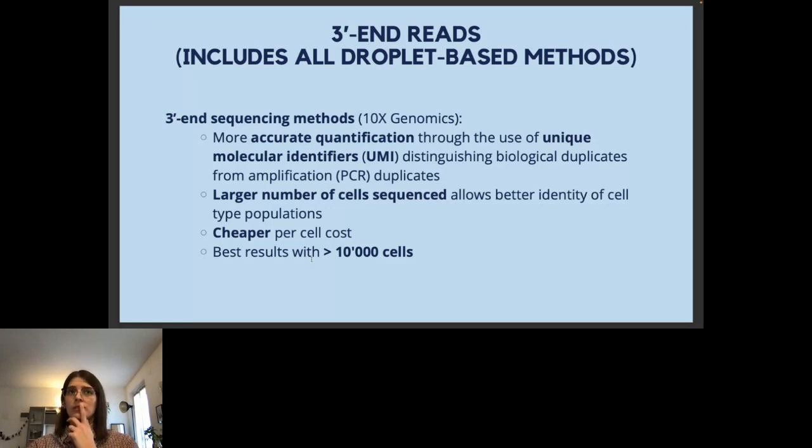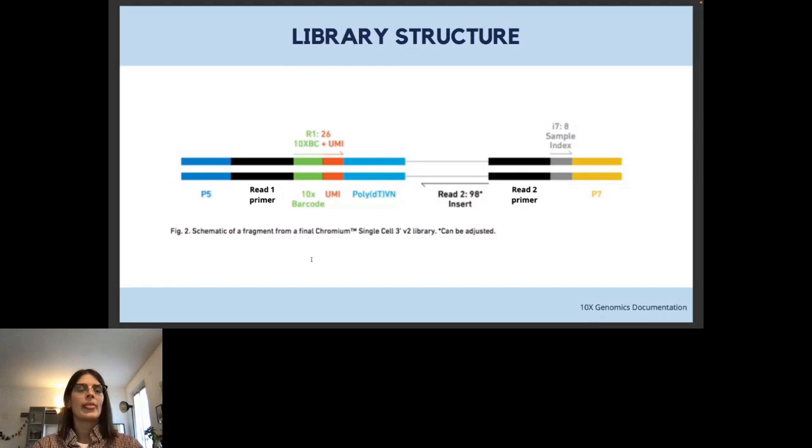So I just want to show you the library construction, because in this case we are sequencing paired-end. So we have a read 1 and read 2. We have the P5 and P7 adapters for the Illumina sequencing, okay? Let's focus on read 1. We have the read 1 primer, which is where the sequencing primer will attach.